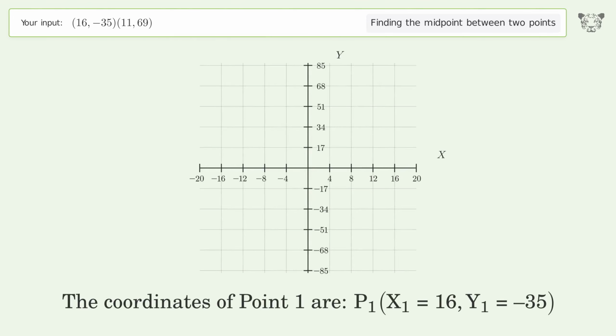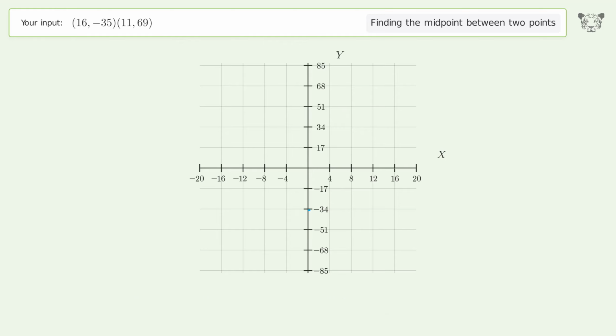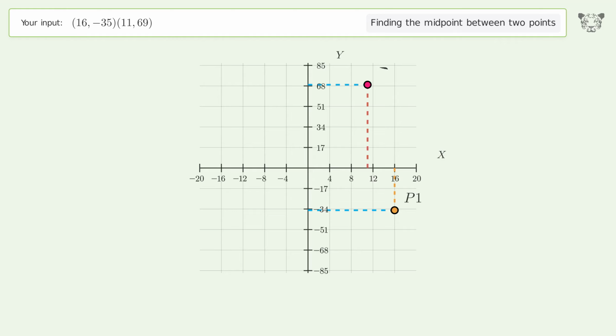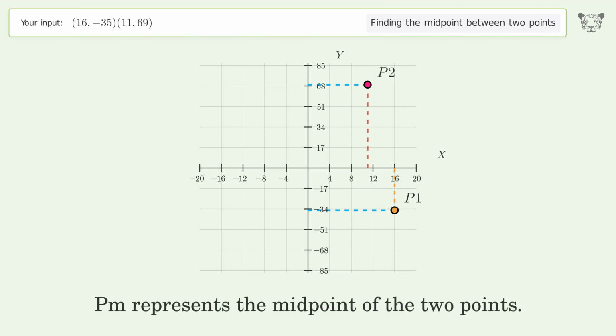The coordinates of point 1 are x1 equals 16, y1 equals negative 35. The coordinates of point 2 are x2 equals 11, y2 equals 69. PM represents the midpoint of the 2 points.